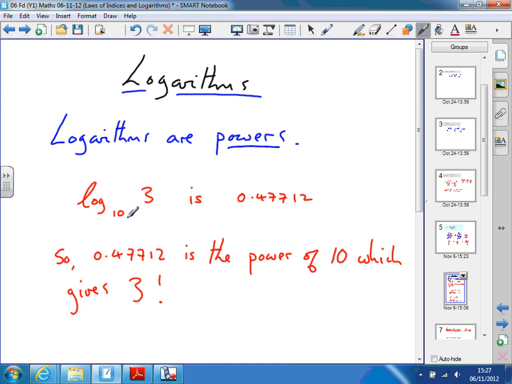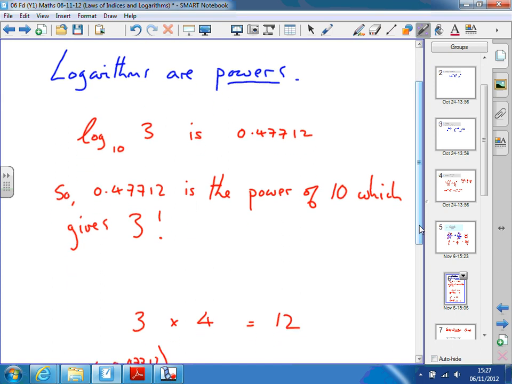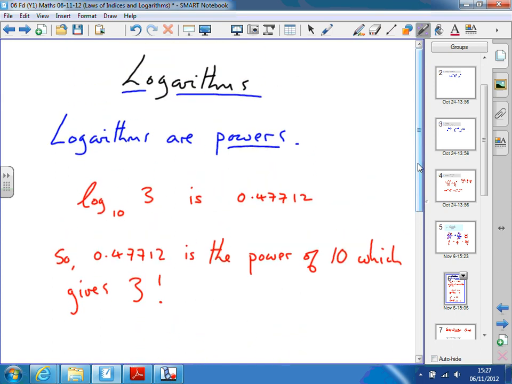The key thing to realize is that 0.47712 then is the power of 10, which gives 3. So if on your calculator you work out what 10 to the power 0.47712 is, you should get near enough 3. You won't get it exactly because we rounded this to 4 significant figures. But that's the idea. 10 to the power 0.47712.